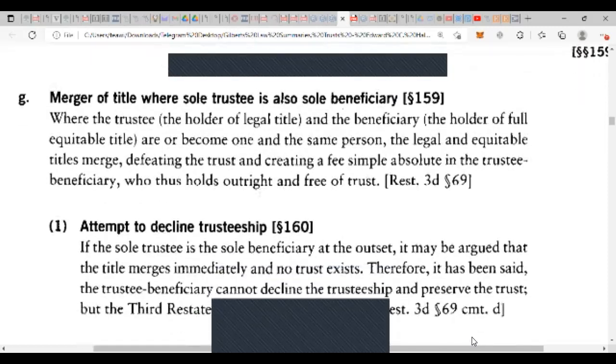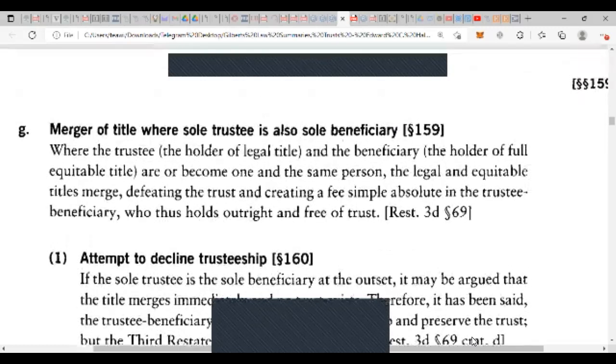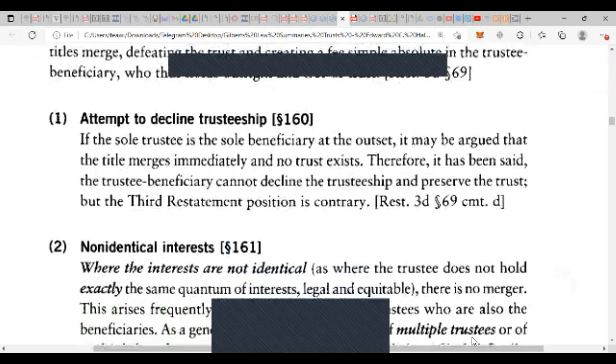This part right here, merger of titles, is talking about the trustee, who is the holder of the legal title, and also the beneficiary, which would give them ownership of the full equity of the title. This sounds like something I've been hearing in regards to an absolute trustee. But let's continue reading and we'll find the answer we're looking for.